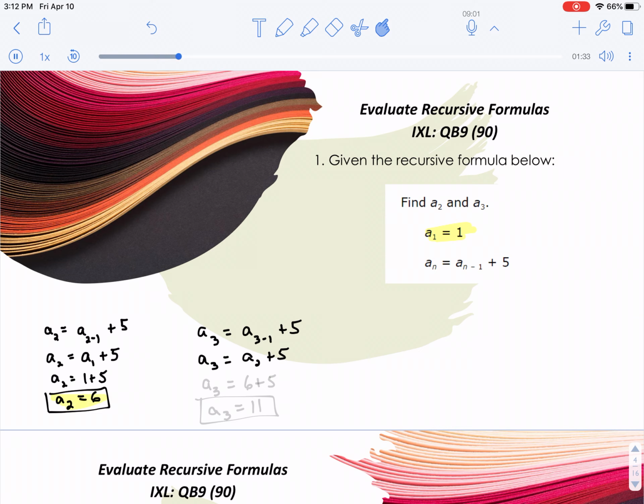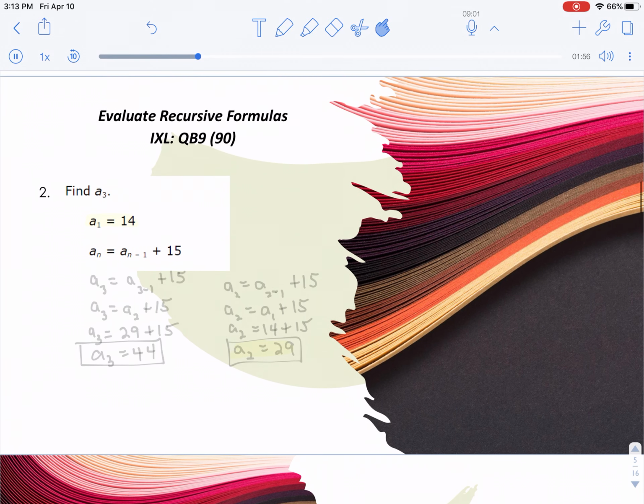So we're going to plug that in. So we get a sub 3 is 6 plus 5, and 6 plus 5 is 11. So a sub 3 is 11. And that's our two solutions. This is called a recursive formula because to find the next term, you have to know the previous term. All right, let's look at the next example.